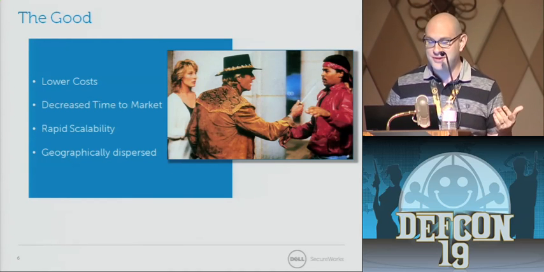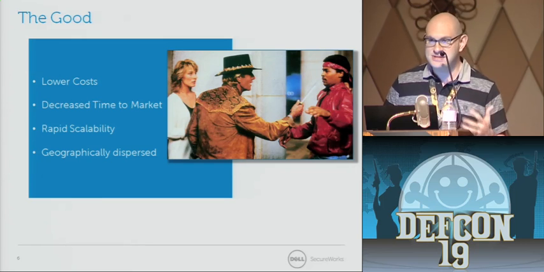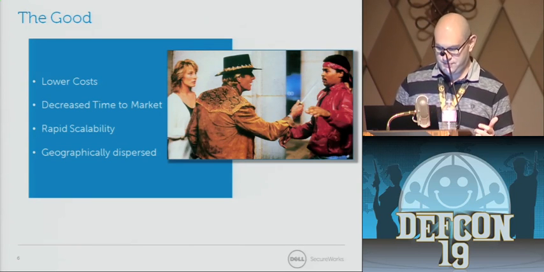There's lower costs in the cloud. There's decreased time to market, which is very attractive for organizations today. You can rapidly scale out your infrastructure without having to purchase data centers and hardware and servers and storage. And also, you can inexpensively get geographically diverse infrastructure by using cloud services such as Amazon's.